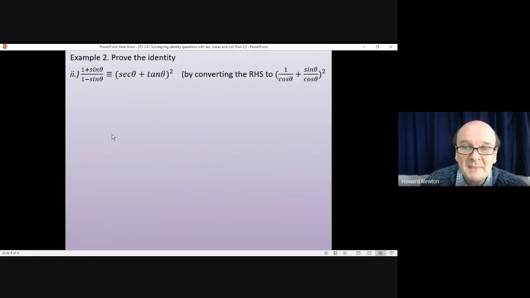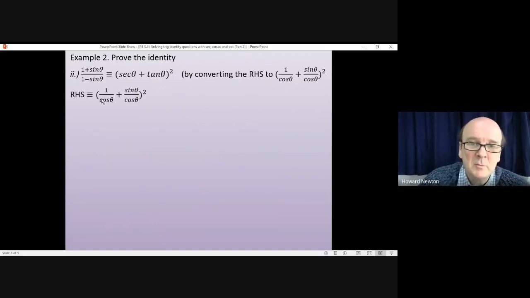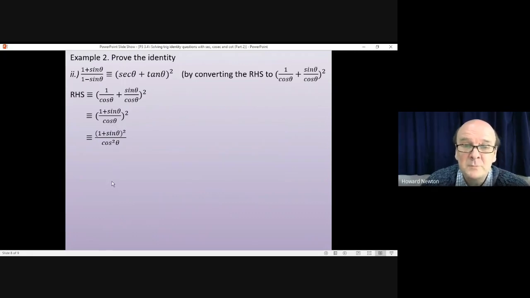Okay, we'll look at this together. So I've converted the right-hand side as I said I would. We've got 1 over cos plus sine over cos all squared. Now you've got cos theta on the bottom of both these fractions, so you can just join them together into 1 plus sine theta divided by cos theta. Now the next step isn't immediately obvious, but what I will do is I'll square the bottom to get cos squared. I won't actually do anything with the numerator, with the top of the fraction. I'll just leave it as it is.